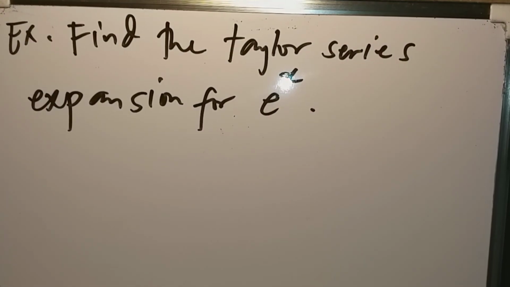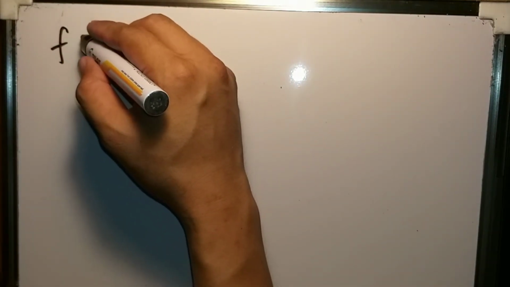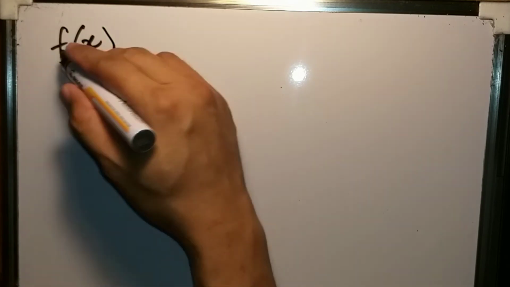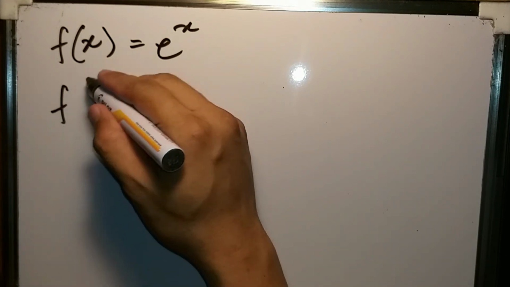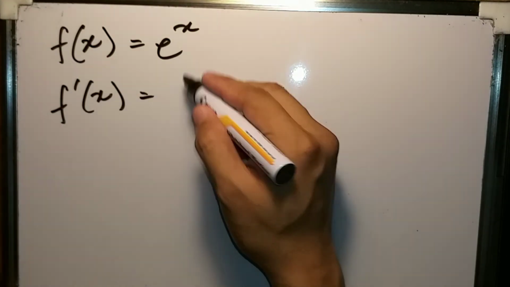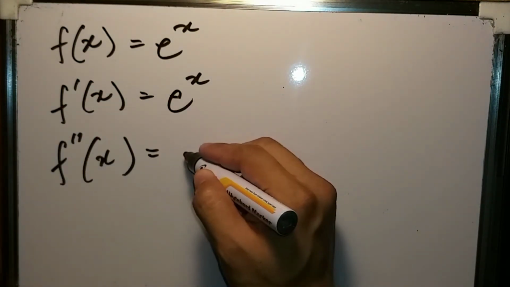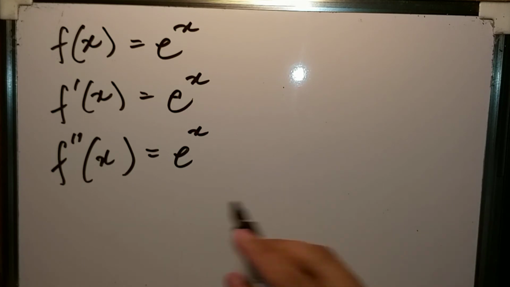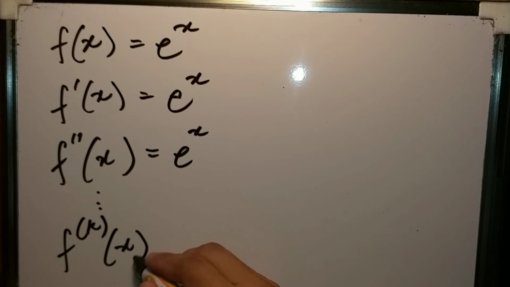So for example, find the Taylor series expansion for the function e to the x. To do that, let us first find all the derivatives of the function. So f of x equals e to the x. If we do f prime of x, you will get e to the x. f double prime of x, you also have e to the x, until we have the kth derivative.